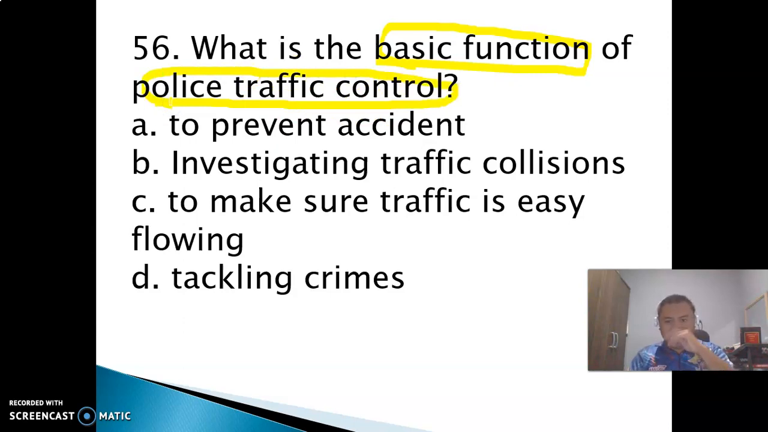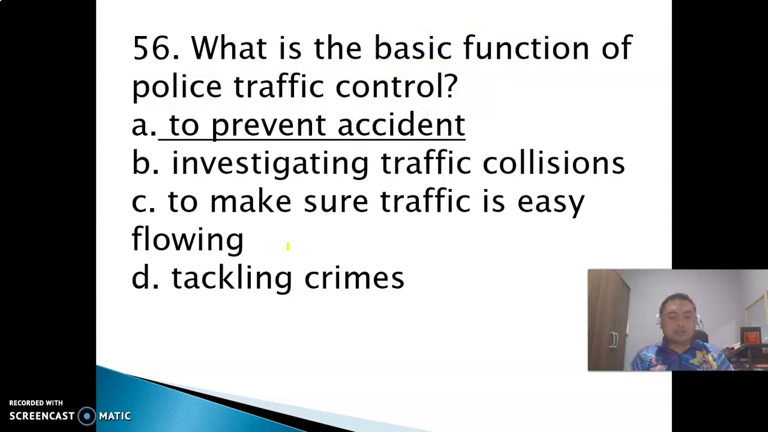Is it A, to prevent accident? B, investigating traffic collisions? C, to make sure traffic is easy flowing? D, tackling crimes? Where's the best answer here? The main function or the basic function of police traffic control is to prevent accident. That is the basic function of traffic control.